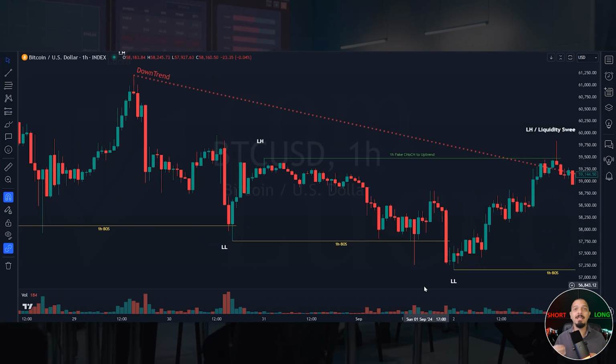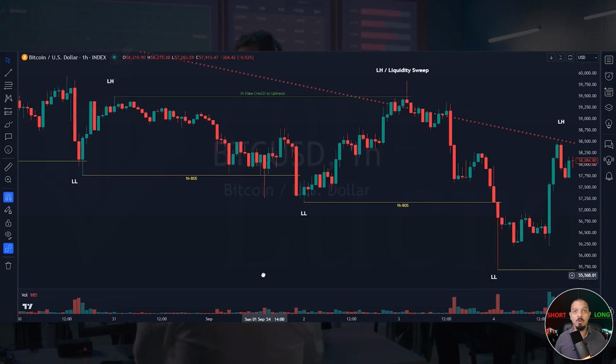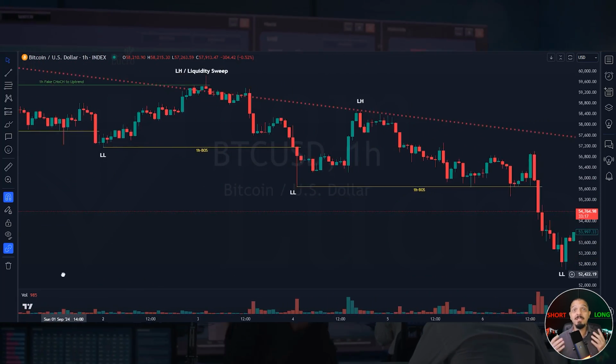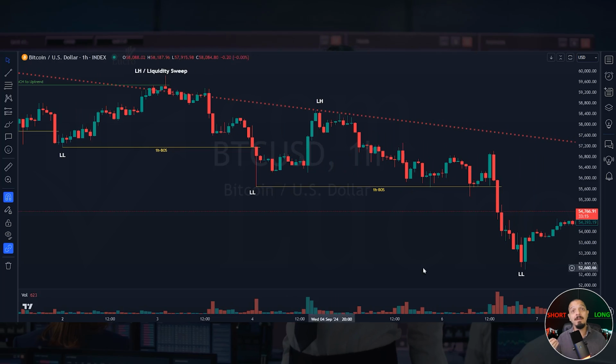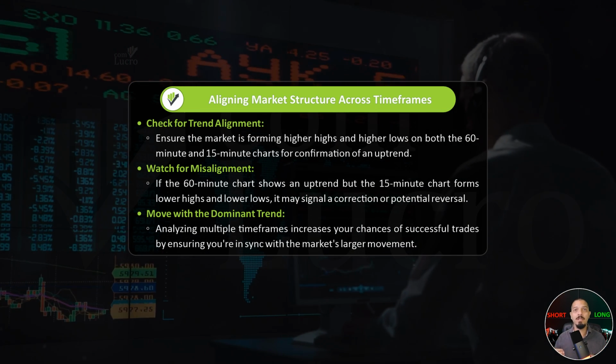Lower highs mean that each new peak is lower than the last, showing that sellers are in control. Similarly, when the price drops below previous lows, we see lower lows, which confirm that the downtrend is continuing. So, how do you apply this knowledge in real trading?